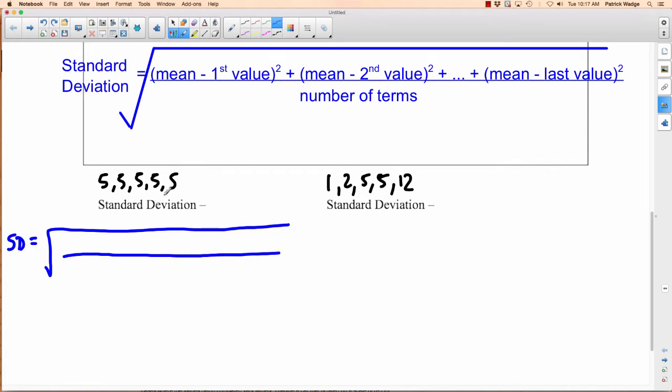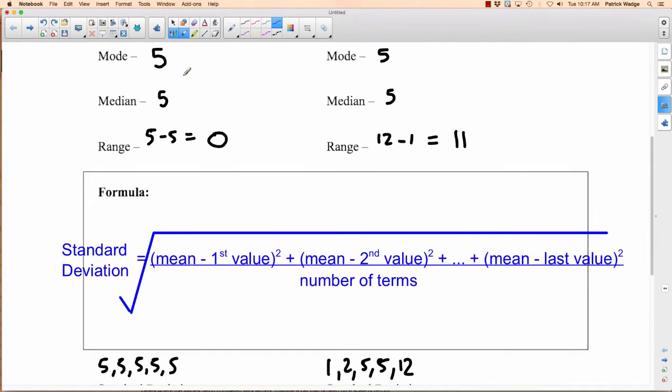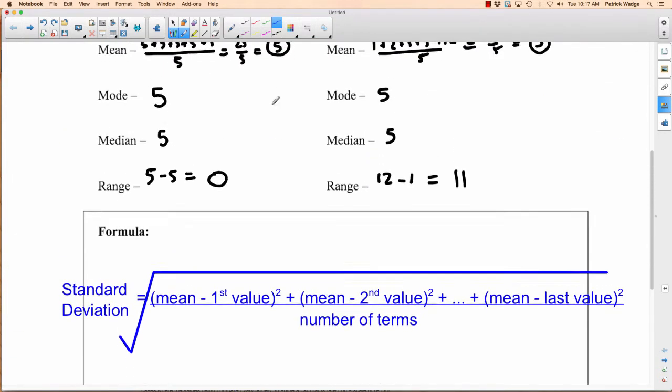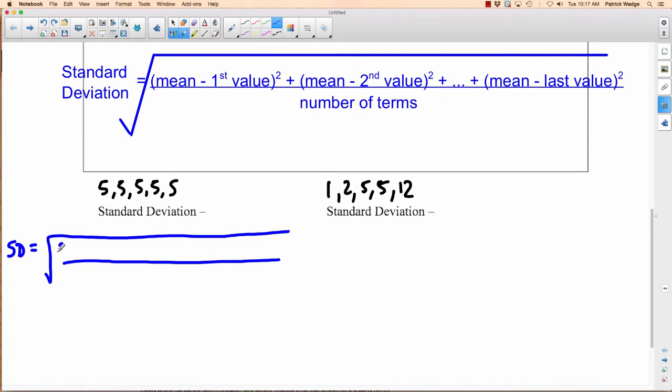And let's go. The first thing we have to do is find the mean. Well, we already know the mean. We figured it out up here. It's 5. So what we do is we take that mean, which is 5, and we subtract the first value. That's this one right here. So we're going to subtract that 5, and then we're going to square it. Plus, we take the mean again, which is 5. We subtract the second value, which is also 5, and we square it.